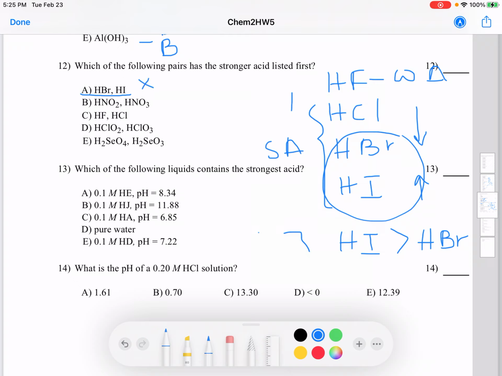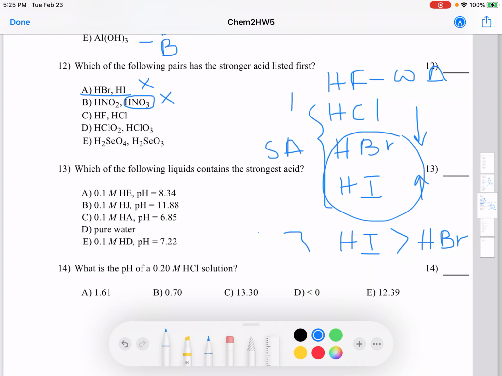And then the next one, HNO2, HNO3. Nitrous and nitric. Here you can look at the number of oxygens compared to the number of hydrogen atoms. The first one has 2 oxygens, the second one has 3 oxygens. The more oxygen atoms an oxo acid has, the stronger it is. So nitric is a strong acid. In fact, from your 6 strong acids, nitric acid is one of them. So that is not correct either.